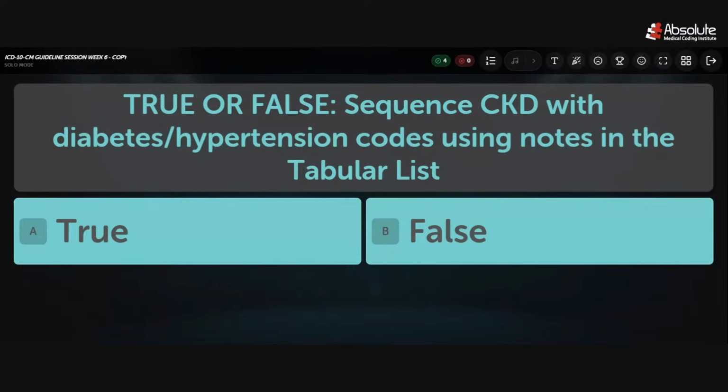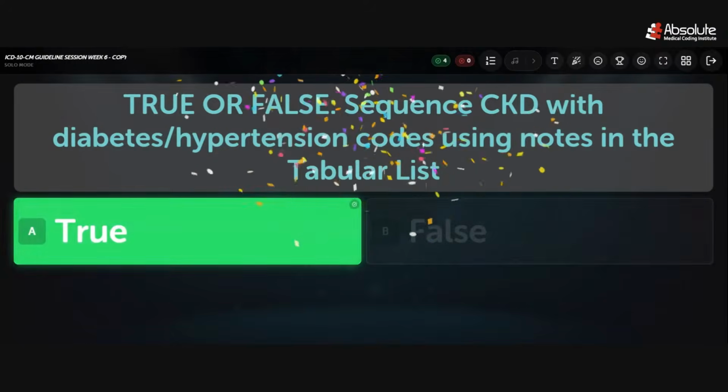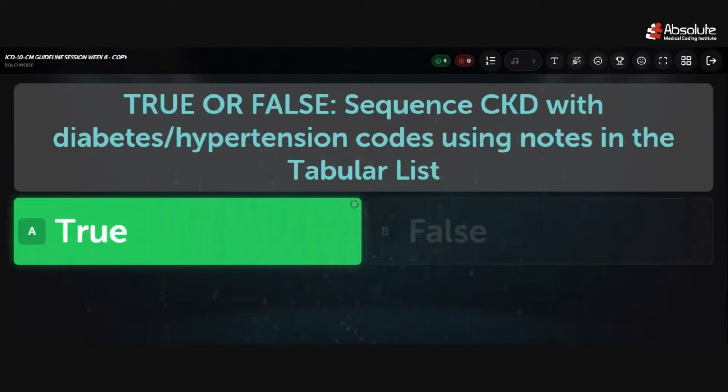Okay, 30 seconds is up. Great participation everyone is having so far in the chat. Definitely keep it up. The answer for this is going to be true. So yes, when you're coding for patients with chronic kidney disease who also have conditions like diabetes mellitus or hypertension, for the sequence of the chronic kidney disease code, you should follow the guidance provided in the tabular list. So obviously, this is going to ensure proper sequencing based on your coding conventions. So you definitely should be using that tabular list and looking at those notes for sure. So great job, great job.